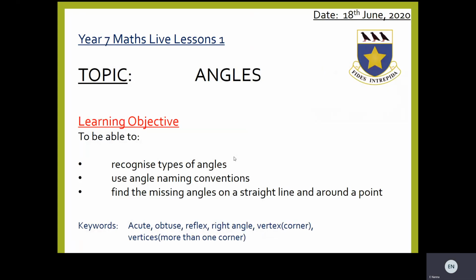Right. Let's go to the lesson straight. So today's lesson is on angles. 3 objectives. One of them, we will recognize the types of angles. Number 2, we will use angle naming conventions.